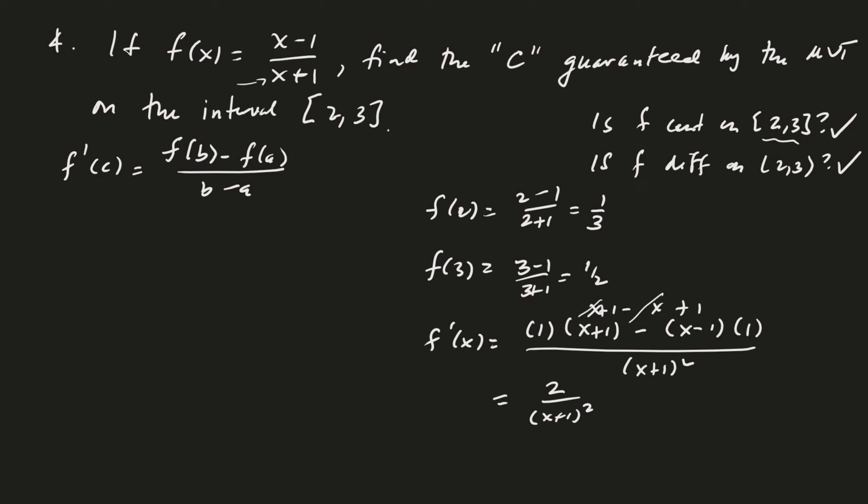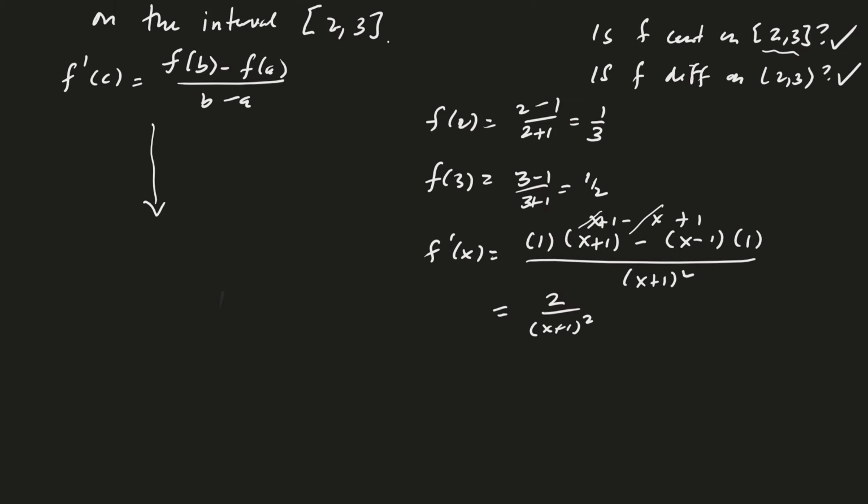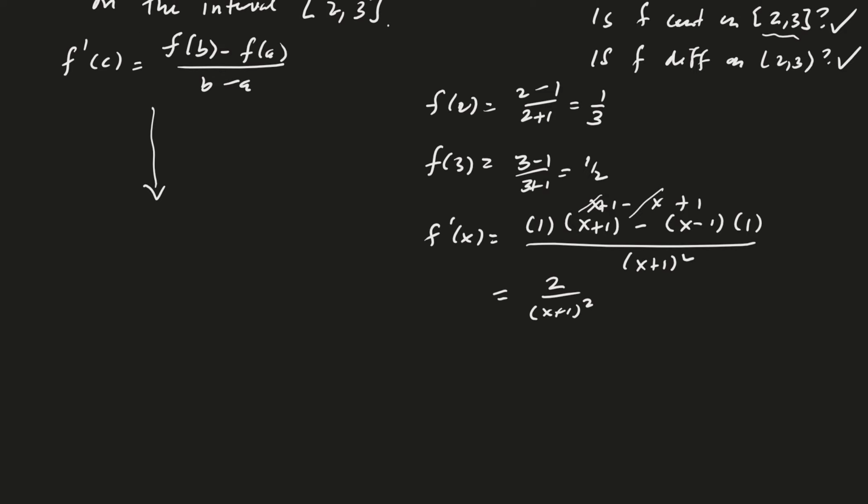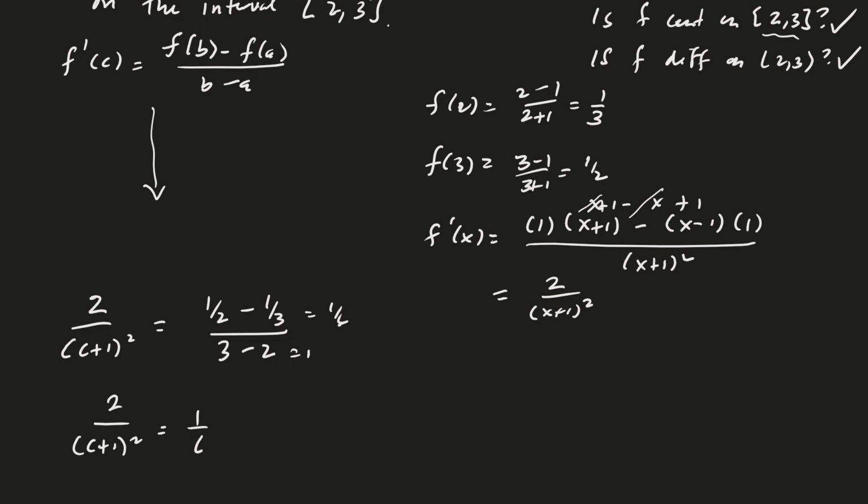Good. And so therefore, plugging these in, I'm looking for c such that 2 over c plus 1 squared is equal to f of 3 minus f of 2, which is 1/2 minus 1/3, divided by 3 minus 2. Good. So that's just going to be 1 in the denominator. In the numerator, it looks like we get a 1/6. Good. So 2 over c plus 1 squared is equal to 1/6.